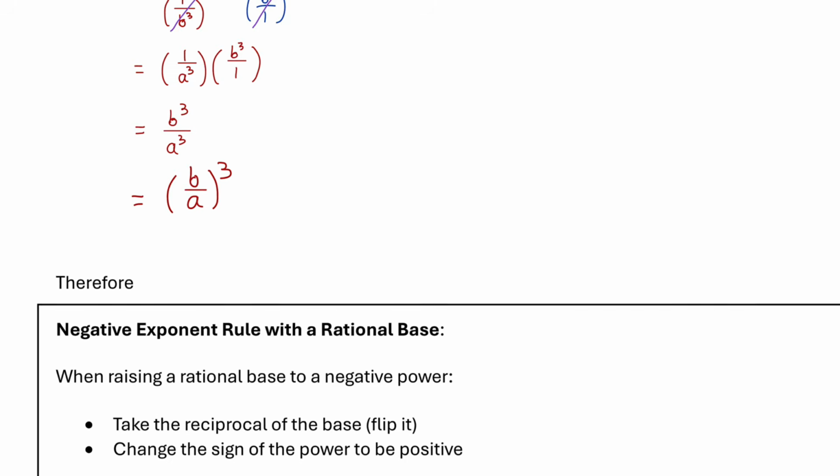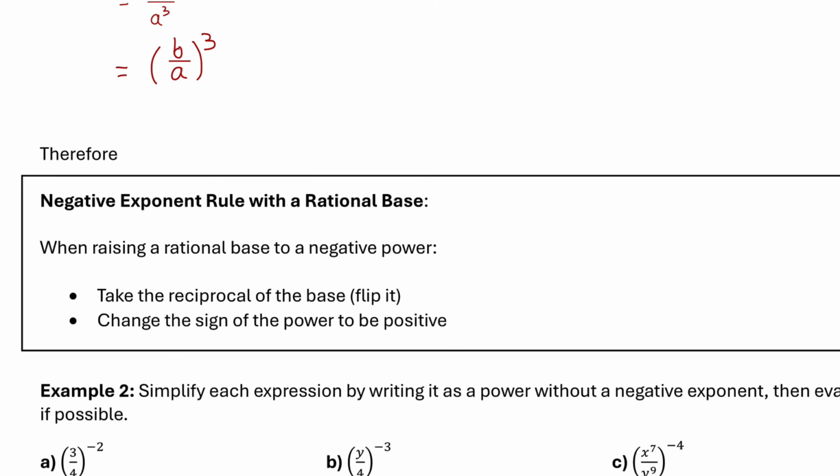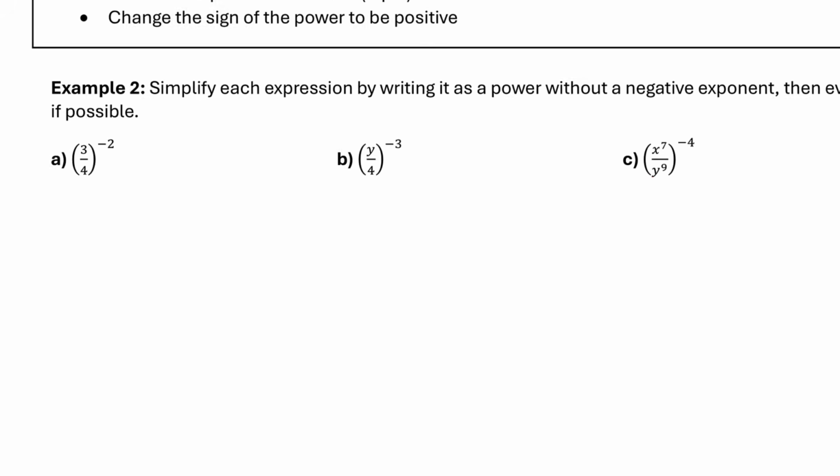So the negative exponent rule with a rational base, let's say we have a over b to the power of negative m, I can rewrite that equivalently by taking the reciprocal of the base, so flip it, and then change the sign of the exponent. So from negative m, it becomes positive m. And let's see if we can practice this rule in example 2.